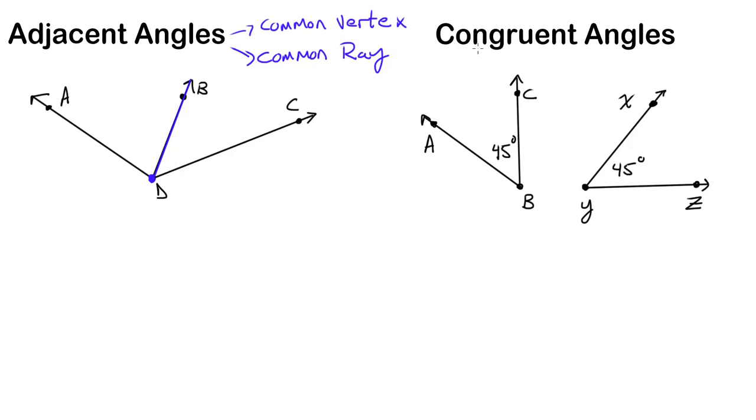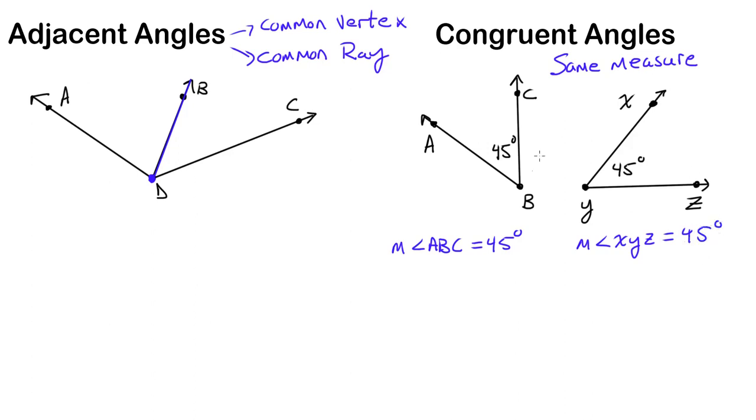How about congruent angles? Well, congruent angles are angles that have the same measure. So you notice how the measure of angle ABC is 45 degrees. We would write this like this. M angle ABC equals 45 degrees. And we'd say the measure of angle XYZ is also 45 degrees. So the measure of angle XYZ equals 45 degrees. So they have the same measure. So angle ABC and angle XYZ are congruent.